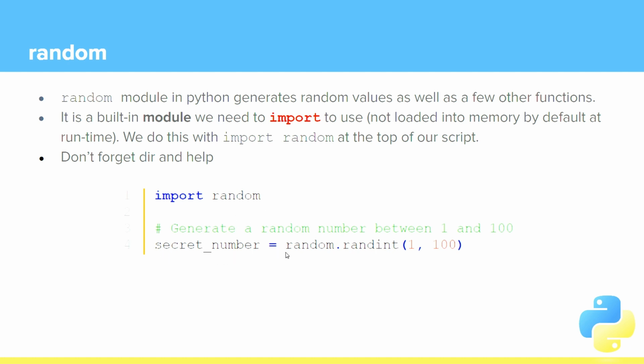So here's an example. We have secret number equals random. That's our module. And we've got a dot here to specify a certain method from the random module that we're going to call, which is randint. You can probably guess what that's for, generating a random integer. We put two parameters into this method, 1 and 100 in this case, and it specifies the range that will be returned from our random value. So let's take a look at dir and help real quick, and we'll come back to our slides.